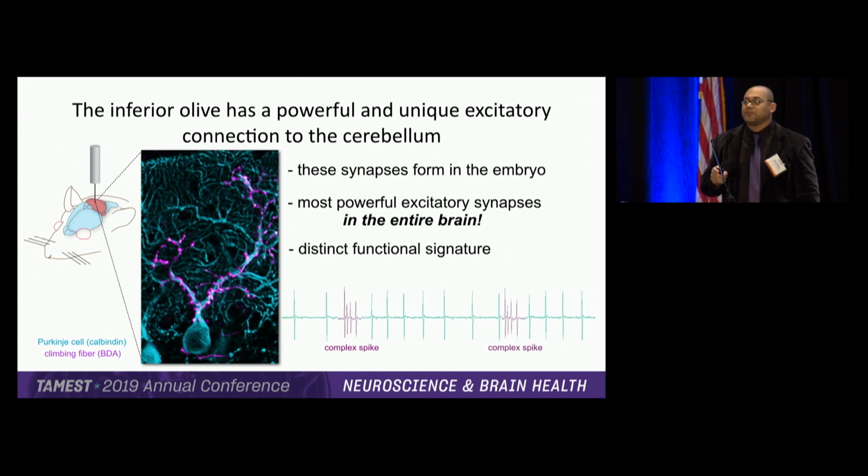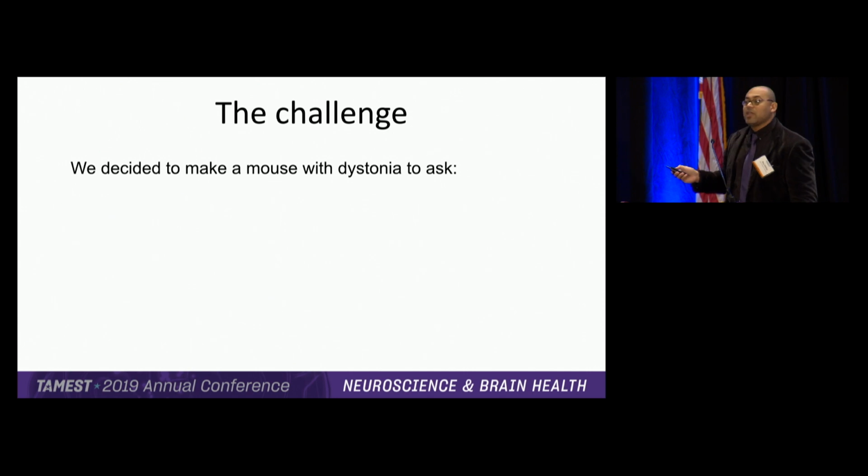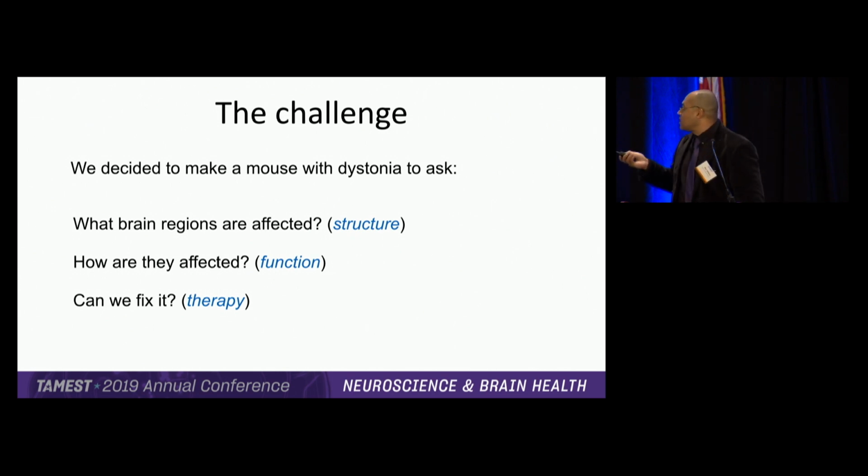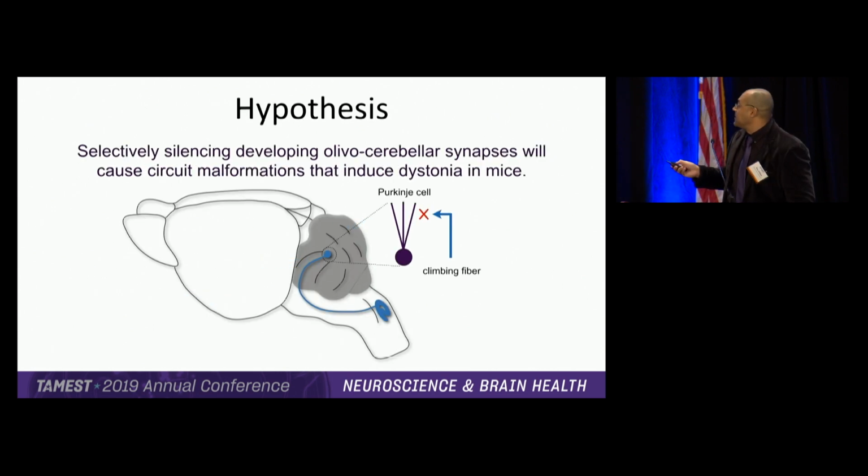When we record electrophysiologically from these Purkinje cells and ask what that climbing fiber is doing, it elicits a very specific action potential called the complex spike. So we can track them electrophysiologically at the single cell level, as well as anatomically at the one-to-one single cell level as well. The challenge then is, can we use this circuit model to create a dystonia? And here are some questions along the way we hope to address: structure, function, and potential therapy.